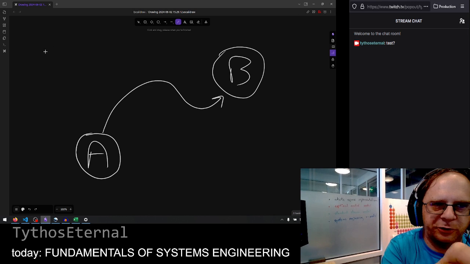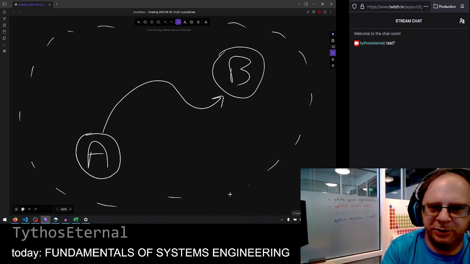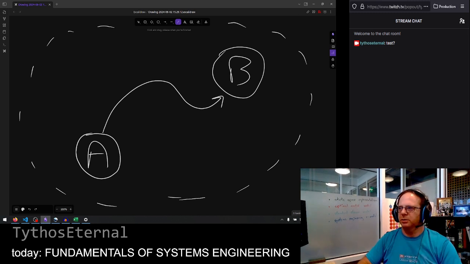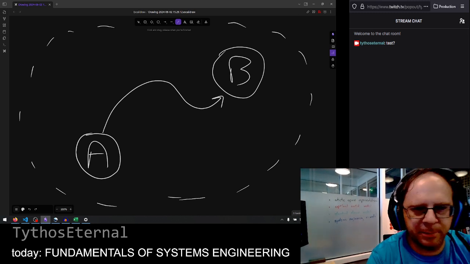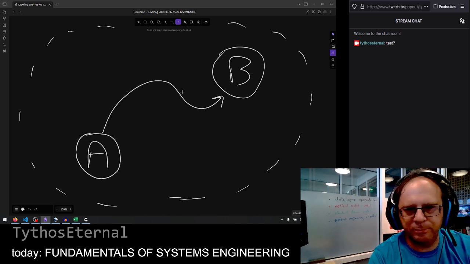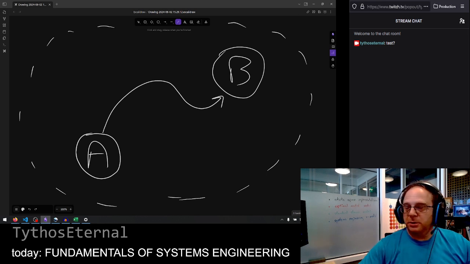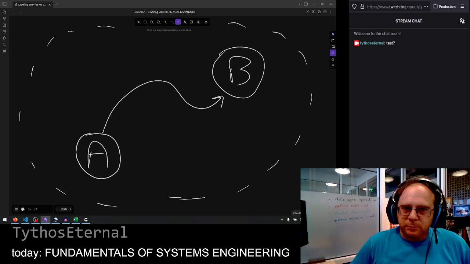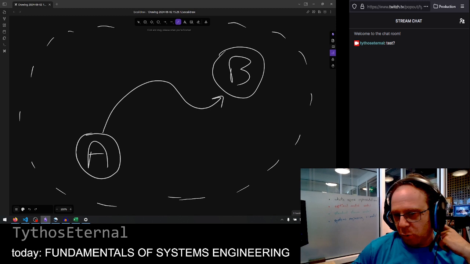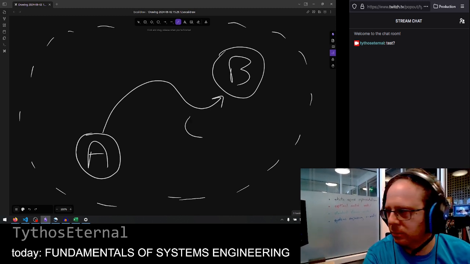So this is a space, right? An n-dimensional space. It doesn't matter how many dimensions there are. And over time, at time t0, you are at point A, and at some point in the future, you want to be at point B, right? So why is this important or interesting? Because there is a cost associated with this transition, right?